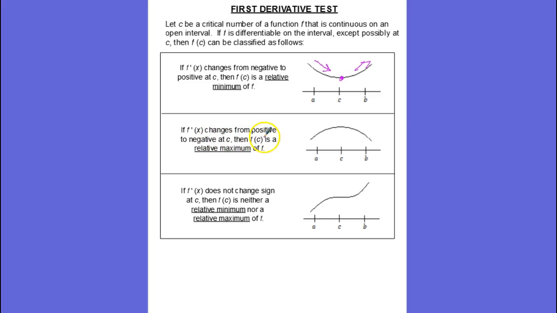If f prime of x changes from positive to negative, so our function goes from increasing to decreasing, my slope is positive here, my slope is negative here, so this must be a relative maximum. And here we have a point of inflection where the concavity changes and the derivative does not change from negative to positive or positive to negative.